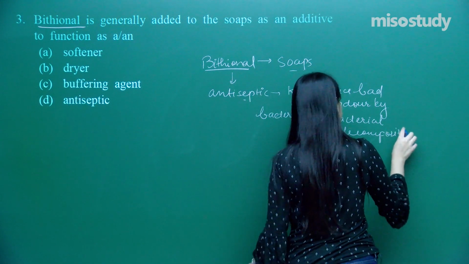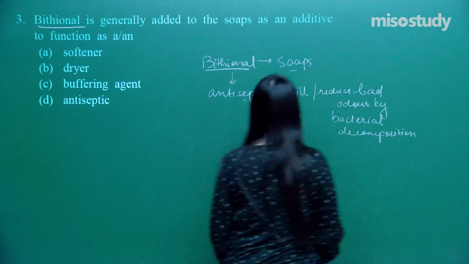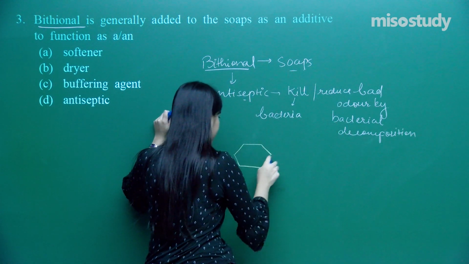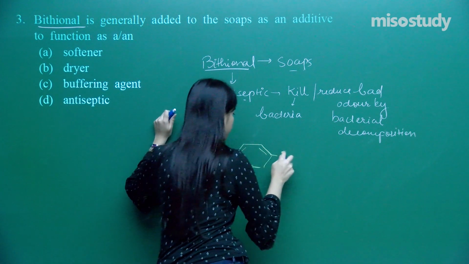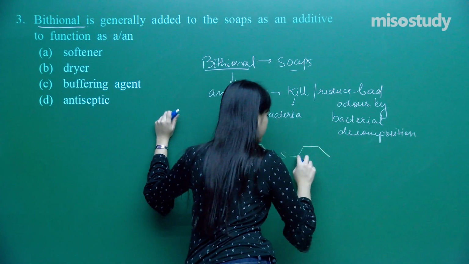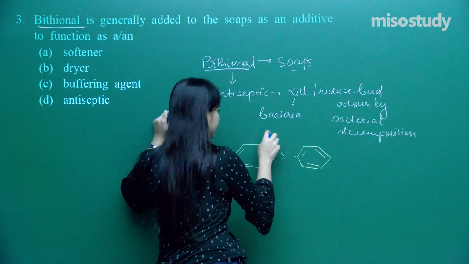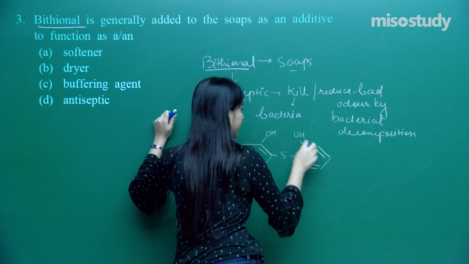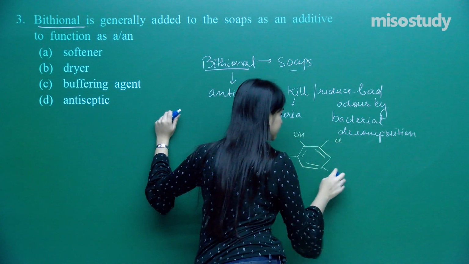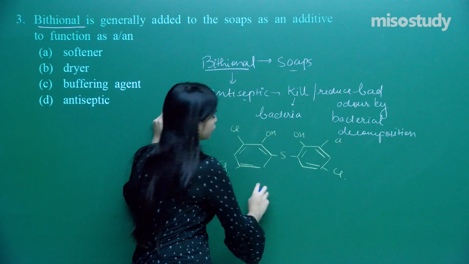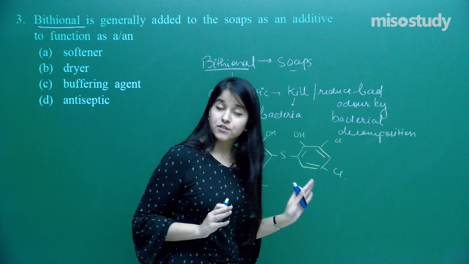So what is the structure for bithionol? You need to have a proper knowledge of that. Bithionol has a sulfur element in between, and what do we have? OH along with Cl. There is no method of actually remembering this. You just need to have proper practice of the structure.